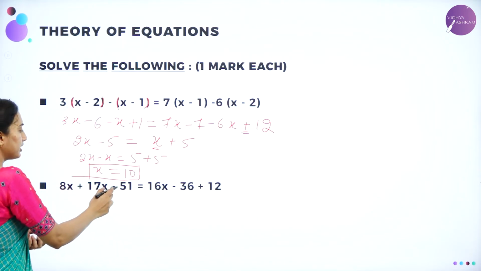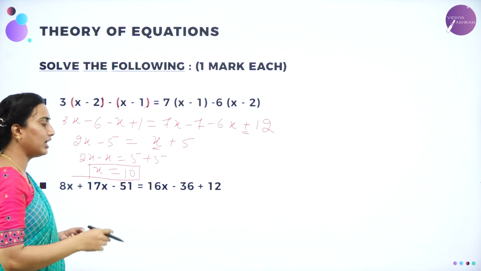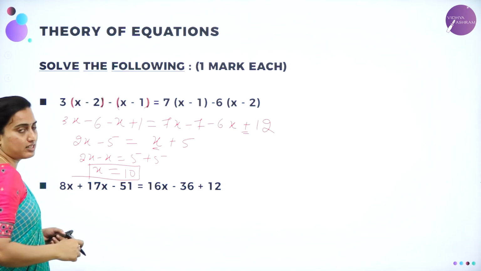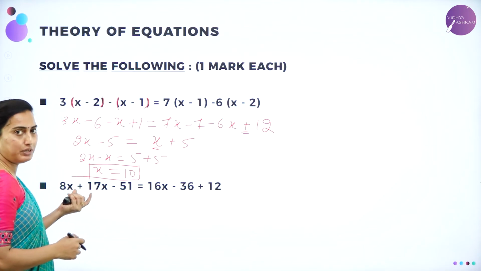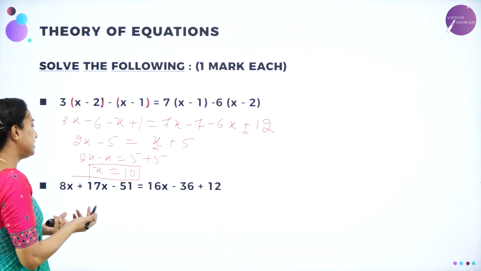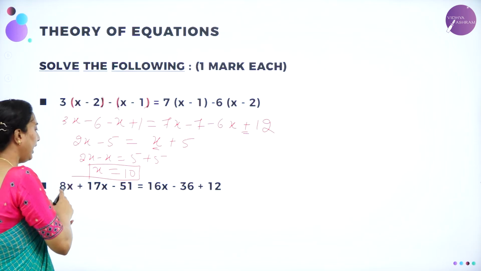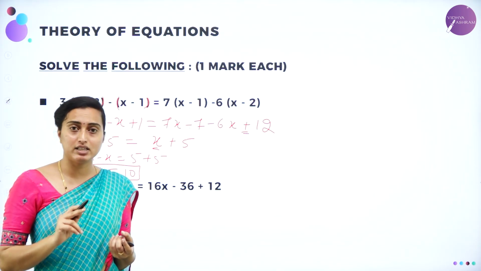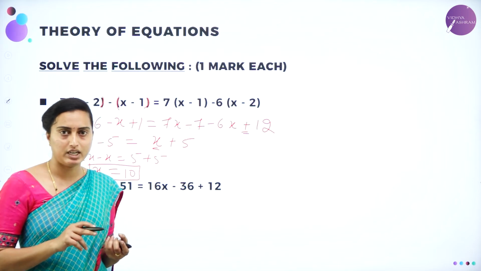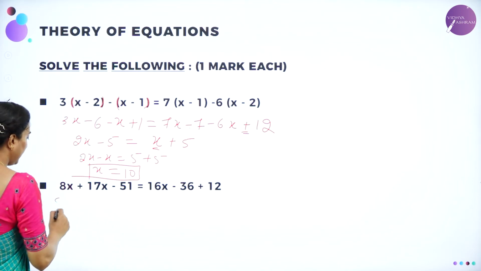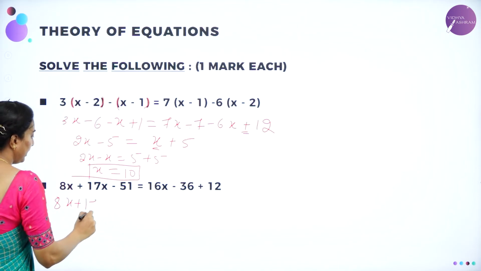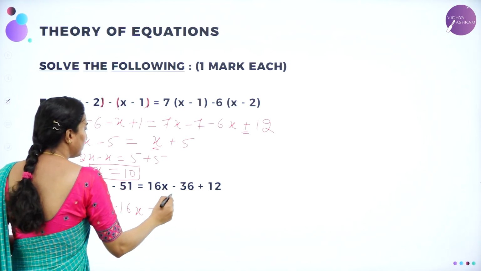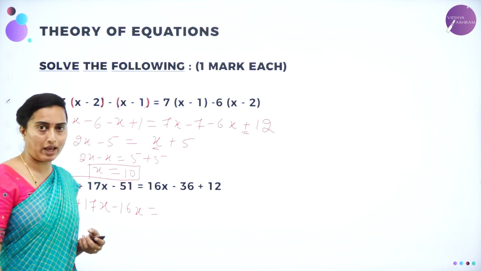8x plus 17x minus 51 is equal to 16x minus 36 plus 12. Now 8x plus 17x, if you add these two, what will it be? Otherwise, you can get it here: 8x minus 16x, if you subtract 8 minus 16, it will give you minus 8. So let me write it as 8x plus 17x minus 16x is equal to minus 36 plus 12.